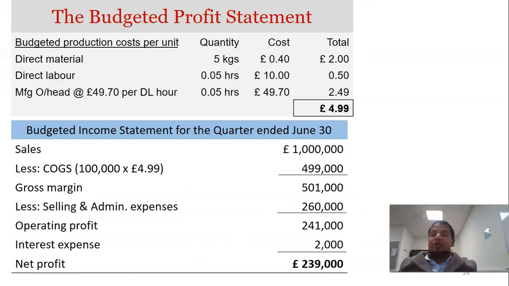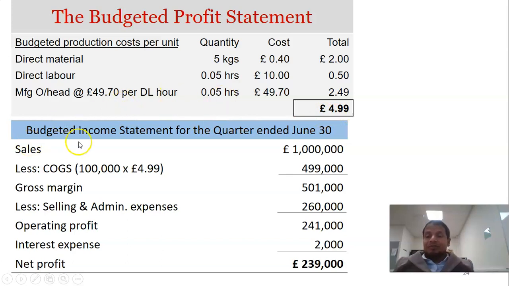And the budgeted profit statement or budgeted income statement. Budgeted production cost per unit, if it is given, say material cost, labor cost, overhead cost, production cost per unit is 4.99.